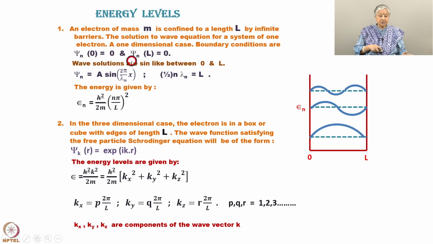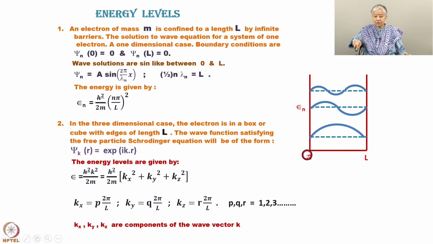psi is the wave function which is the solution to the Schrodinger's equation. And this is giving me the boundary condition. So, psi n 0 is equal to 0 corresponds to, say, this point. And psi n L is also 0, which corresponds to this point. Basically, by a one dimensional case, what I mean is the electron is confined to a length of L. So, the electron cannot leave this length.